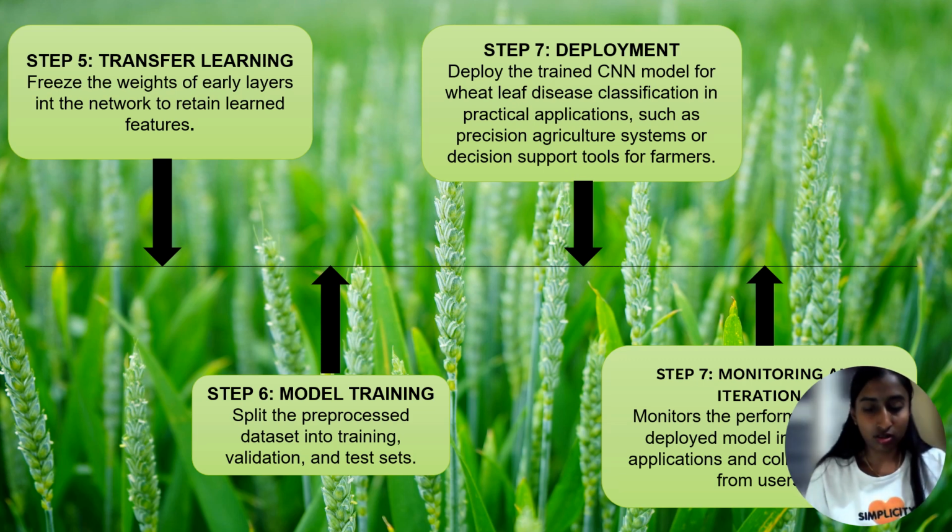Next, we'll move on to monitoring and iteration. In monitoring and iteration, we have to monitor the performance of the modified ResNet CNN model, as it will be a deployed model in real-world applications, and collect feedback from the users. So this is the flow algorithm for this project.